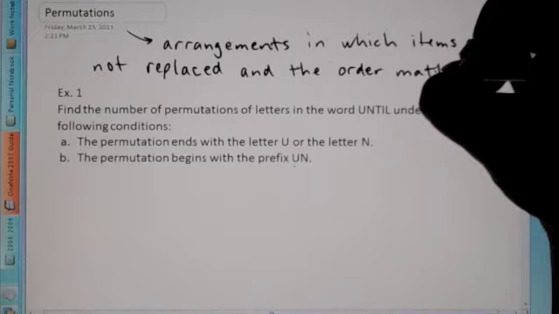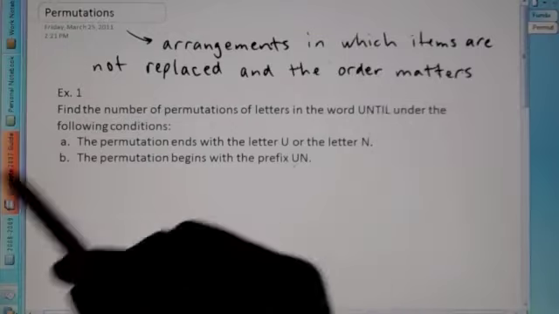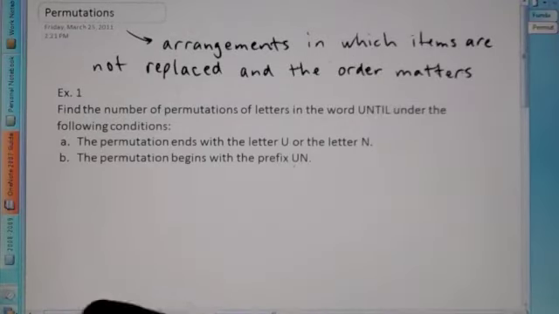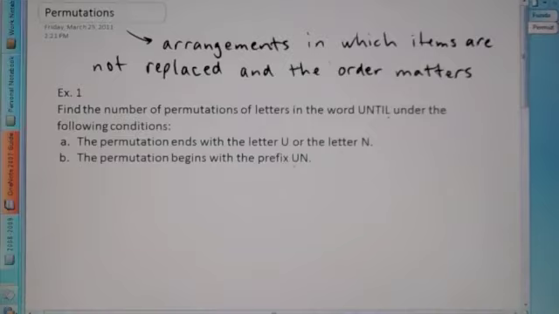The order matters. Another day we're going to talk about combinations. Combinations are arrangements in which items are not replaced, but the order does not matter. This one, the order matters.